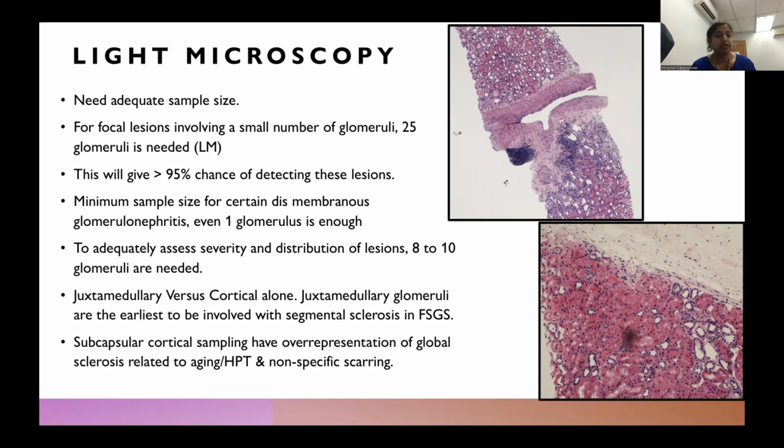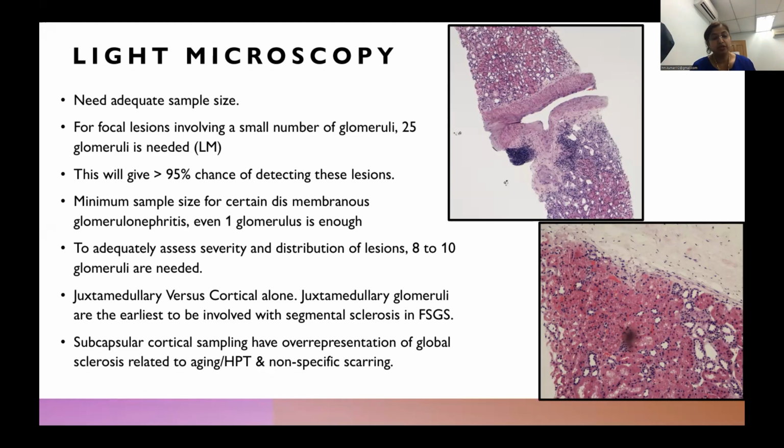So that's one area that you want to see. Okay, and subcapsular cortical sampling, which is commonly done. I mean, if you can't avoid it, if a biopsy comes in, sometimes you do see it. But if it is the main thing that is sitting in your tissue biopsy, then don't overdiagnose that area.